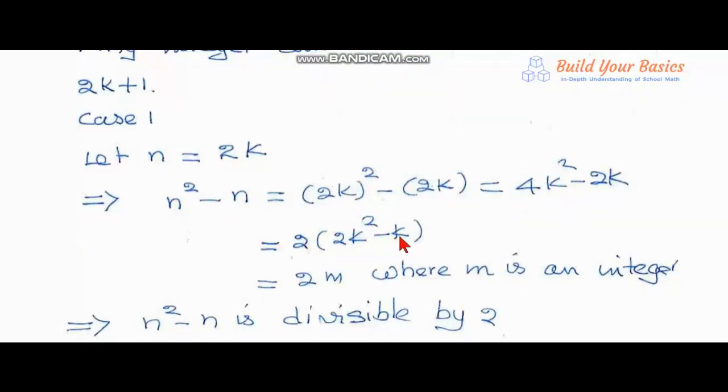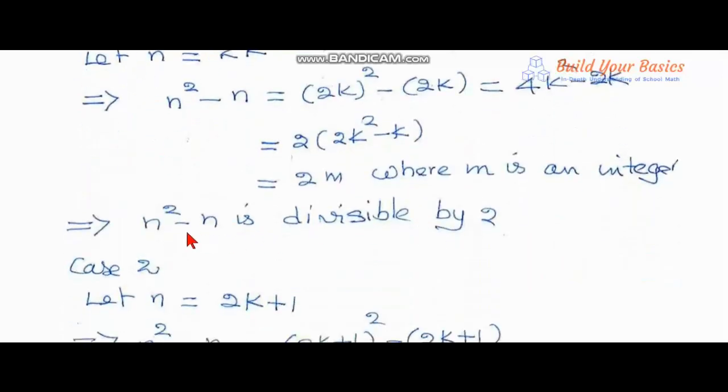k is an integer. Therefore 2k squared minus k will also be an integer, some integer. So this can be taken as 2 into m, where m is an integer. That shows n squared minus n is divisible by 2.